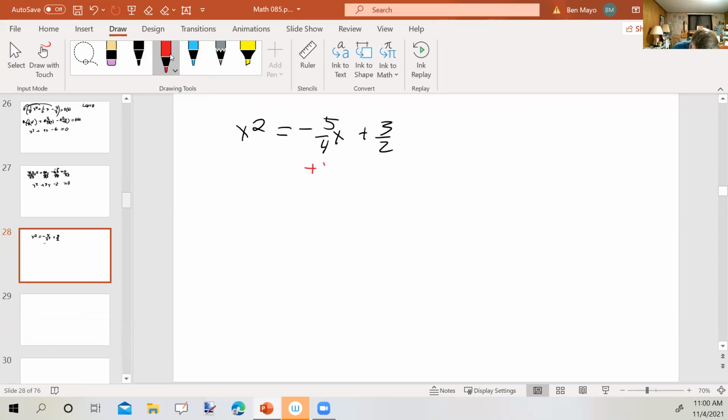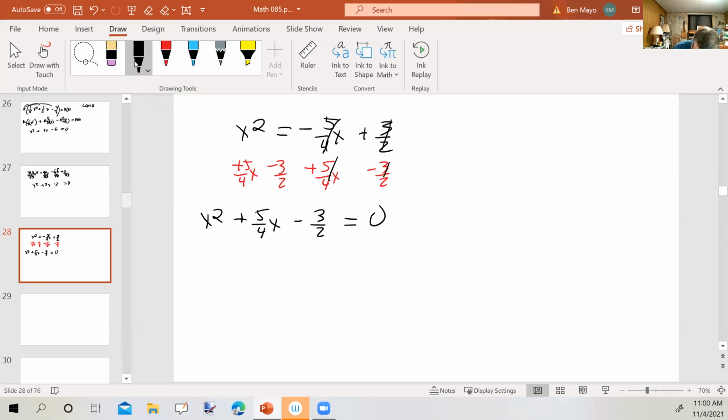Okay, so I need to get this thing in standard form. So I'm going to add 5/4 x to both sides, and I'm going to subtract 3/2 from both sides. So I've got x squared plus 5/4 x minus 3/2 equals 0. Okay, so now it's in standard form.